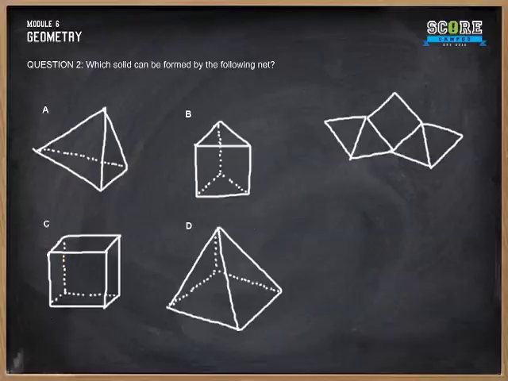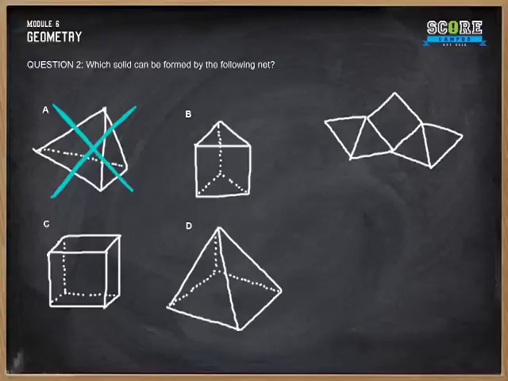Question 2, which solid can be formed by the following net? So this is the net given, right? And let's look at this. We've got 1, 2, 3, 4 triangles and 1 square, which means you can basically assume that the square is going to be the base. So let's look at the 4 options given. Option A doesn't have a square at all. It has got all triangular faces. So let's cross out option A.